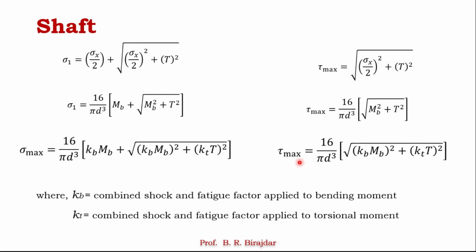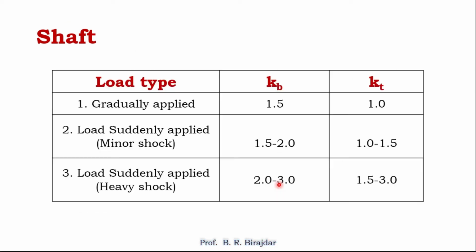Similarly, in the case of the maximum shear stress, if you want to find it out, again here is the bending moment Mb, so we multiply it by Kb, and here is the torsional moment, so we multiply it by Kt. Therefore, the maximum shear stress induced is 16 by pi d cubed in brackets, under root of (Kb into Mb) squared plus (Kt into T) squared. In this way we can find the maximum allowable tensile stress or shear stress in the shaft by considering the ASME code, along with the fatigue and shock factors.